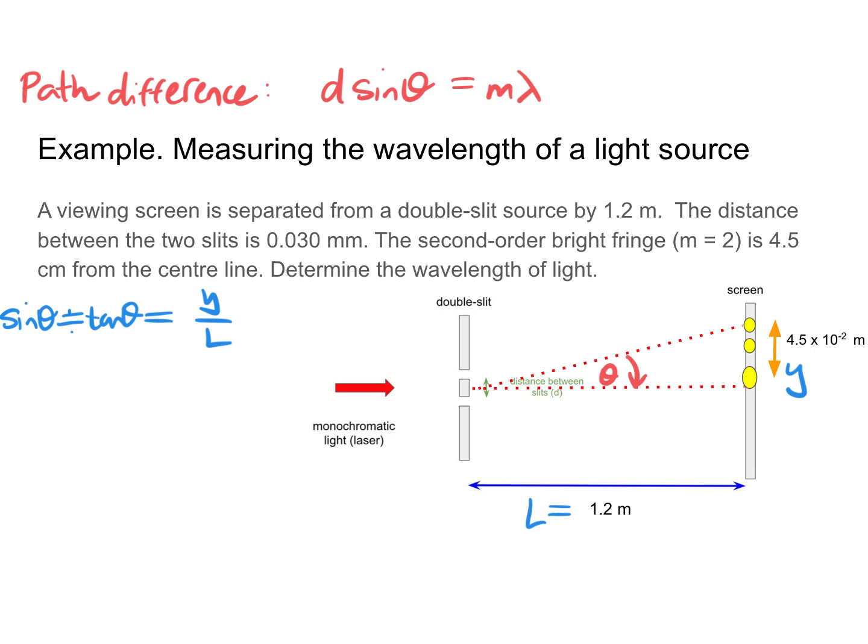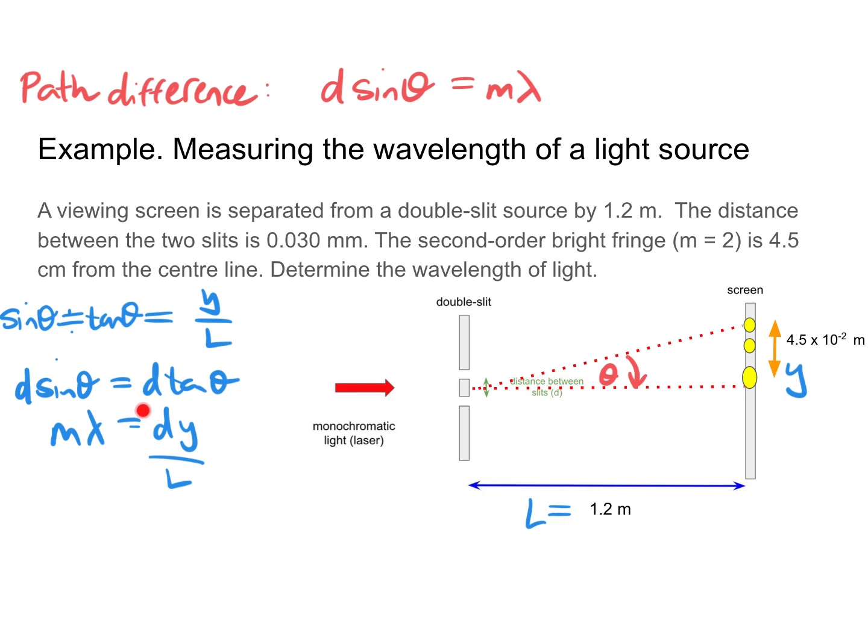And we can substitute this back into our original equation. So instead of d sine theta, we can write it as d tan theta, which is equal to d times Y over L. And we know that this is equal to m times lambda from our path difference formula. Now we have an equation where we know m, in this case, is 2 because it's a second order bright spot. We're trying to find lambda.